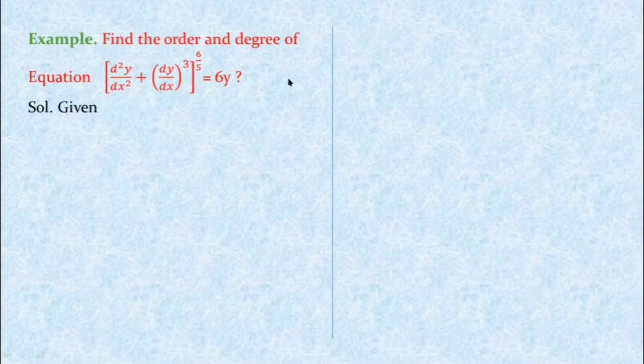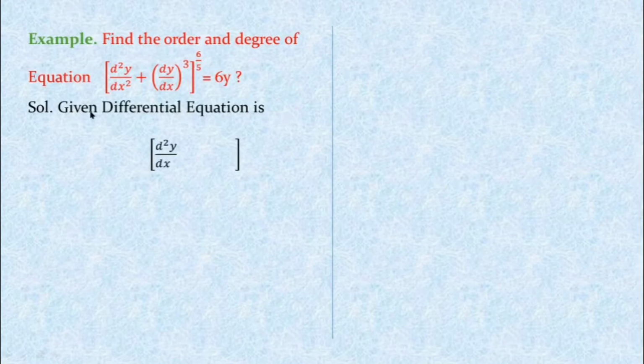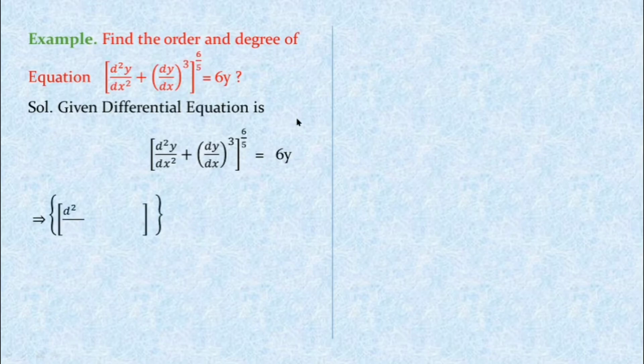Second example: find the order and degree of the differential equation. Same problem, different one. So same method. First we have to transform this equation to polynomial form. So this is the given differential equation. We have to make this one a positive integer. For that we raise both sides to the power 5/6, like this, whole power 5/6, whole power 5/6.